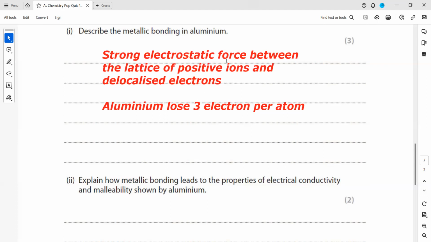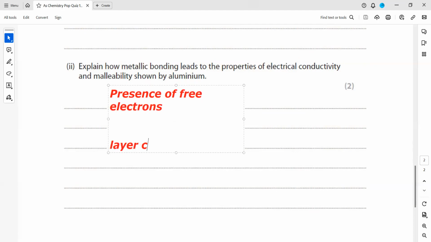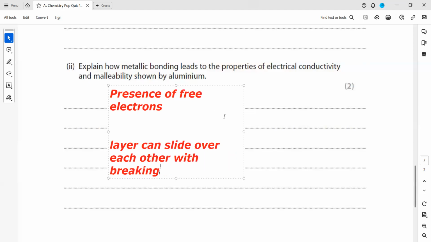Then explain how metallic bonding leads to the properties of electrical conductivity and malleability. So electrical conductivity, why can it conduct electricity? Because of the presence of the free electrons. That's why it can conduct electricity within the structure. And the second thing, layers can slide over each other without breaking. That's why it is malleable.